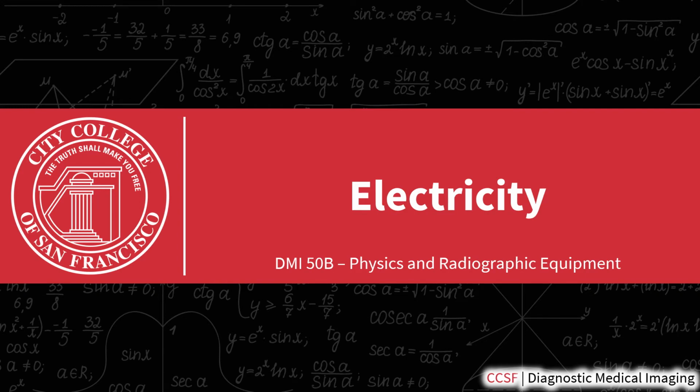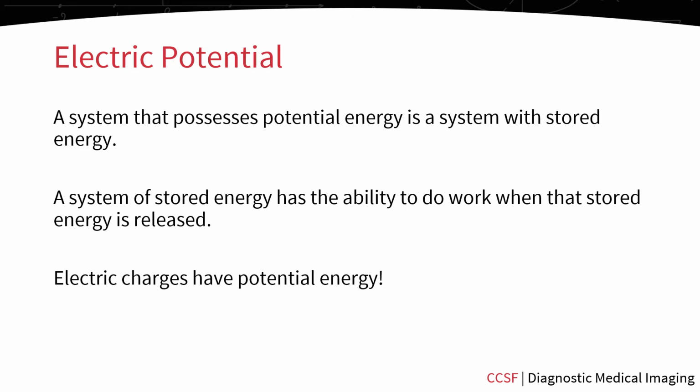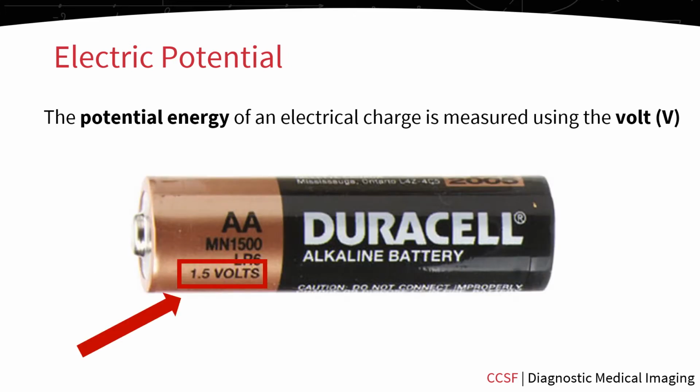There are many different ways to measure electricity and many different properties of electricity. When we talk about electric potential, we're talking about stored energy that has the ability to do work. And we can measure electric potential with volts. Take a regular AA battery. Almost any AA battery you can find around your house will tell you how many volts that battery has in it. So basically, how much potential energy is stored within that battery.